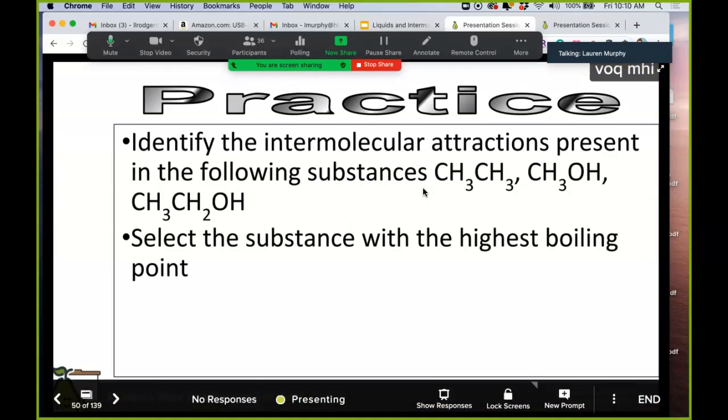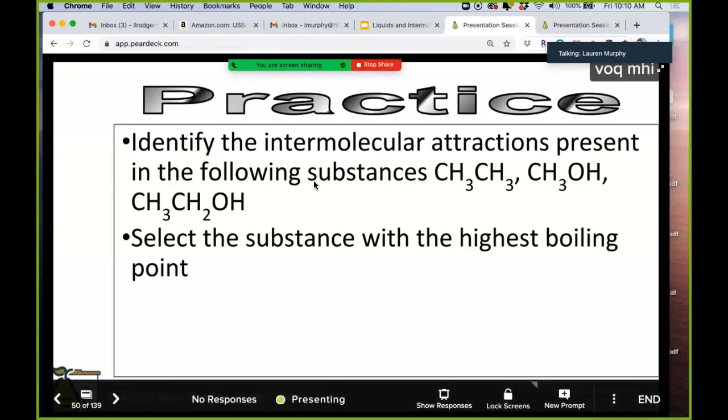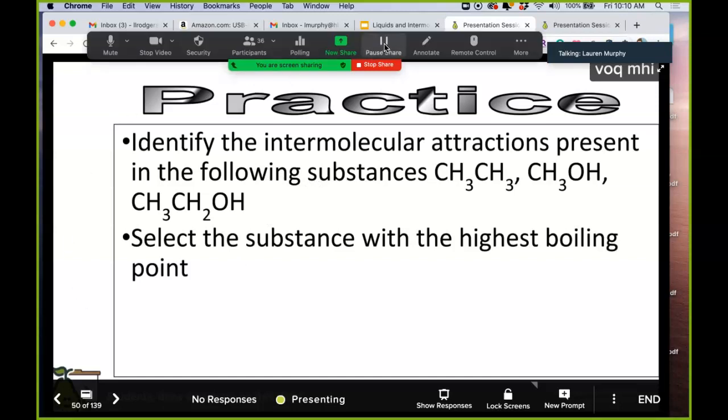All right, so let's try again. Identify the intermolecular attractions present and then pick the highest boiling point. So I'll give you a second to do that, please.